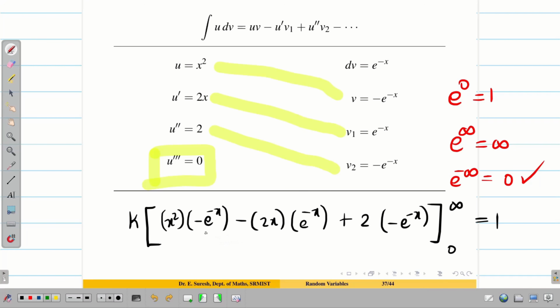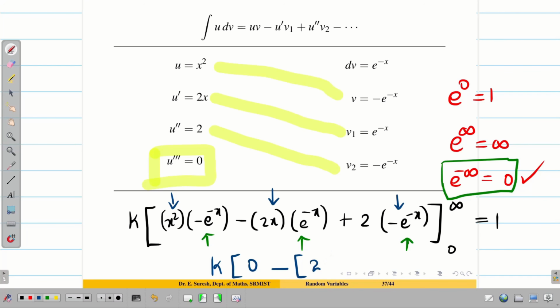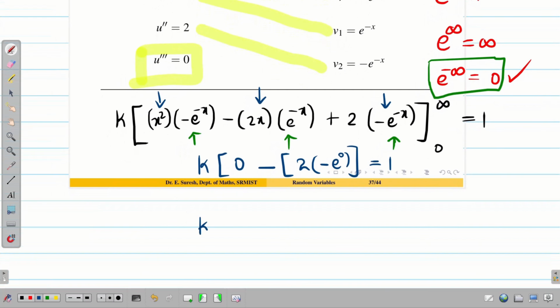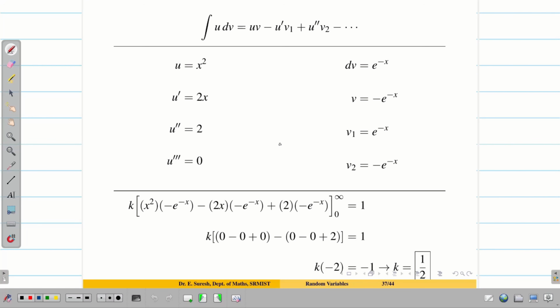When I substitute my upper limit, all the terms are going to be 0 because of this e power minus infinity. When I substitute the lower limit, this term will become 0 and this term will become 0, and we have only the last term. So k into 0 minus 2 times minus e power 0 is equal to 1. So it is simply k into 0 minus of minus 2 is equal to 1. So 2k is equal to 1. Therefore my k value is 1 by 2. So we found the k value.